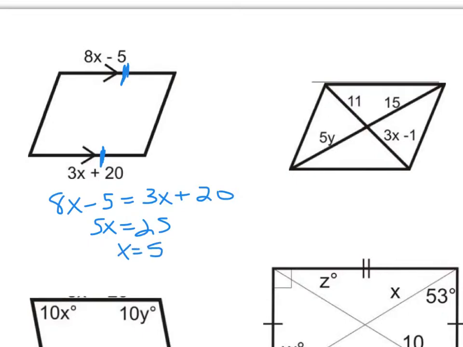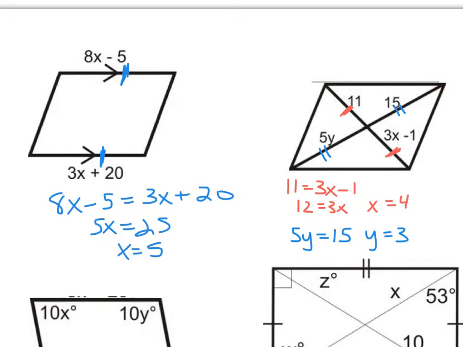The next property we looked at was that the diagonals of a parallelogram bisect each other. So that means this diagonal is split in half by the other. So 11 equals 3x minus 1. And conversely, the 3x minus 1 diagonal cuts in half, or bisects, the other one. So 5y equals 15. And then I can solve this. So the first one would be 12 equals 3x, so x equals 4. And next, y equals 3.